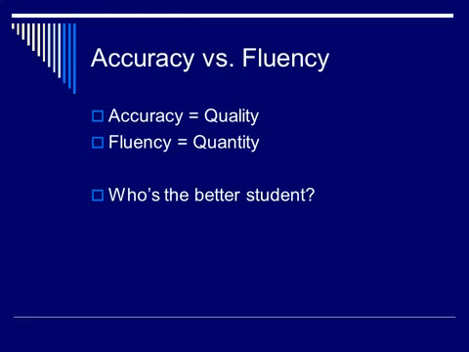Accuracy is the quality of language. How perfect is the language that learners produce? Fluency is the quantity of language, how much language a learner produces. This question is often a source of debate. Which foreign language student is better? The one who talks and writes a lot but makes lots of mistakes? Or the one who finally says one perfect sentence after you wait and wait and wait for it.